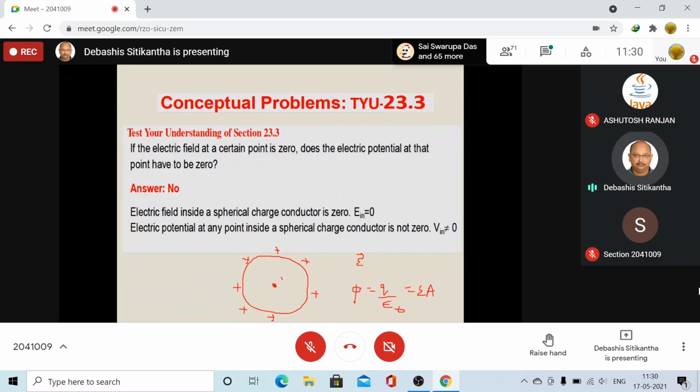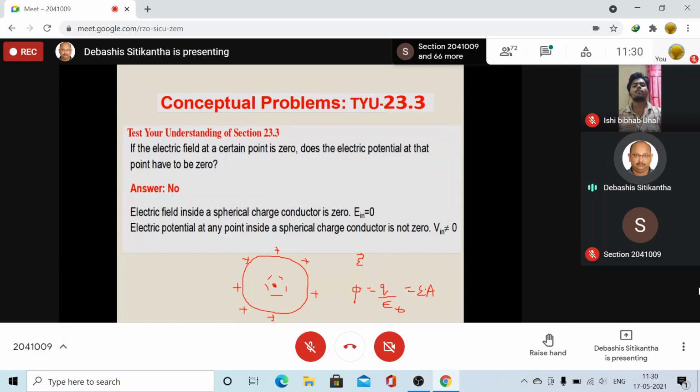So let us draw a Gaussian surface around this point, which is the center of the conducting sphere. In this case, as it is hollow, I have already told you it is hollow and it is conducting, therefore all the charges are deposited on the surface of the conductor and nothing is left inside it because it is hollow. So naturally in this case, your Q enclosed is equal to 0.